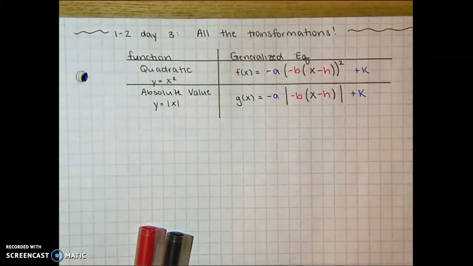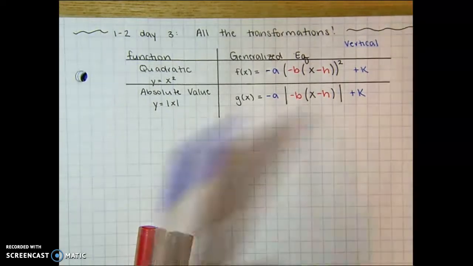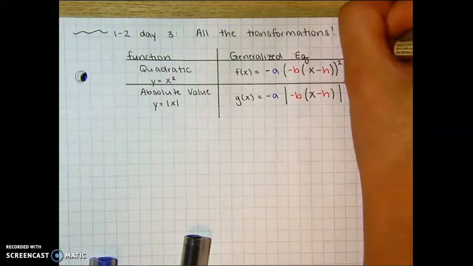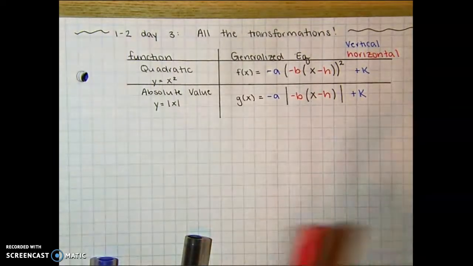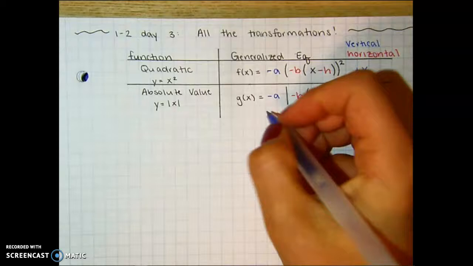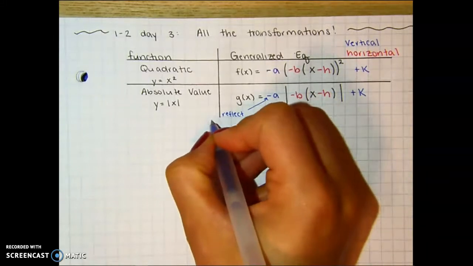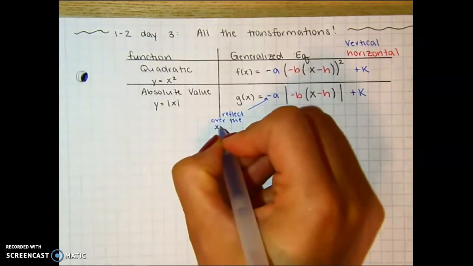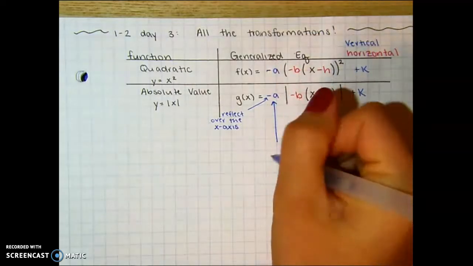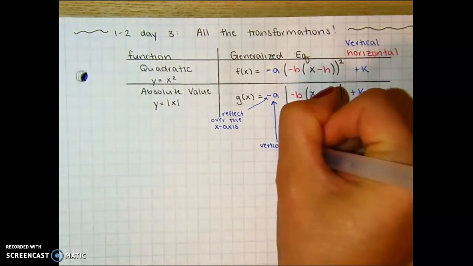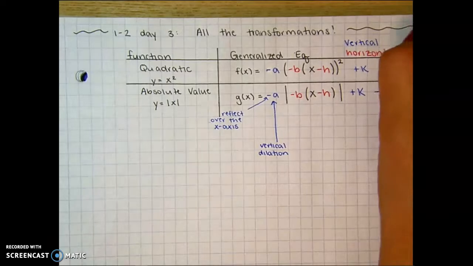So I color-coded this a little bit different than last time. I want you to take a mental note, or well, physical note, I guess. Everything I did in blue affects vertical values, and everything in red affects horizontal. So it works very similar for both. So this negative means reflect over the x-axis. A is a vertical dilation. And k translates vertically.